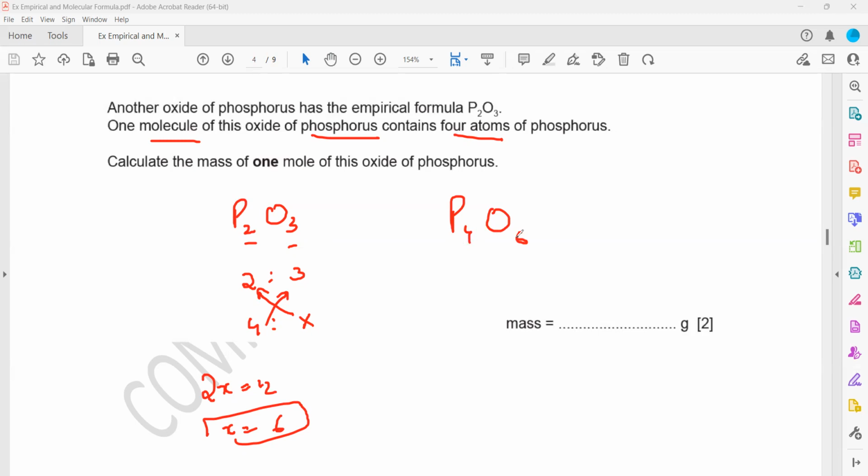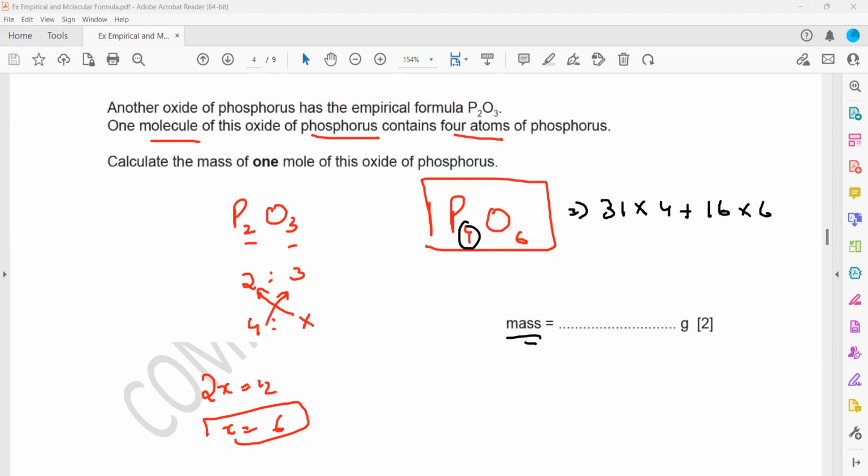Why 6 oxygen? As an empirical formula, the simplest ratio between phosphorus and oxygen is 2:3. So first we work out the formula of the compound. Then the question is not the formula; the question is to find the mass of 1 mole. So how to find the mass of 1 mole? Phosphorus is 31 times how many phosphorus in this molecule? 4, plus oxygen is 16, and how many of them? 6. So we find the total mass of this P4O6, which is 220.